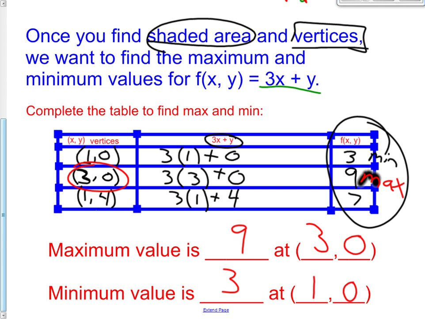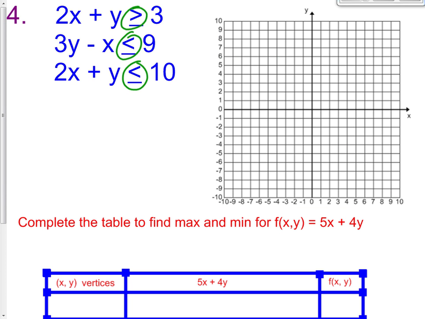All right, you guys try the last one. Maybe you'll do better than I did, because I sure made a mess of this one. Pause the video, try number 4 on your own, graph all 3 of them, get a shaded region, find the vertices for that, evaluate it for 5x plus 4. Pause the video, try it on your own.